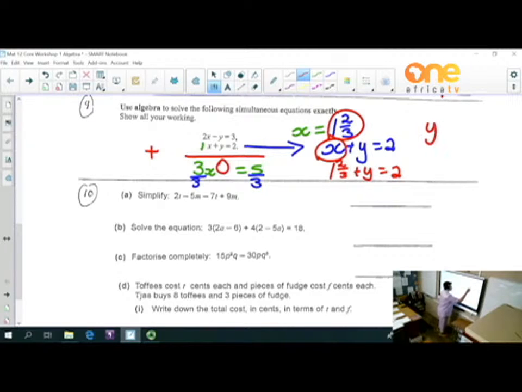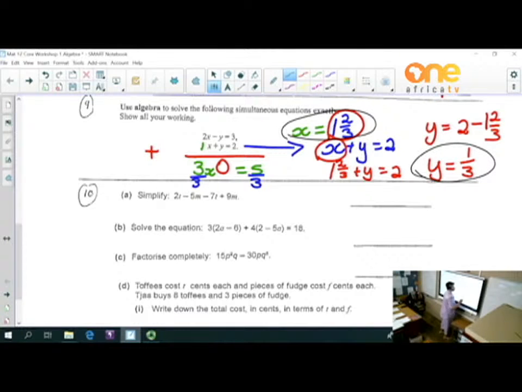And now we're going to say y is equal to 2 minus 1 2/3, because when I take it over, I change the sign, and that means y is equal to 1/3. Y is equal to 1/3. So there is the answer for x, and there is the answer for y, solving simultaneously.